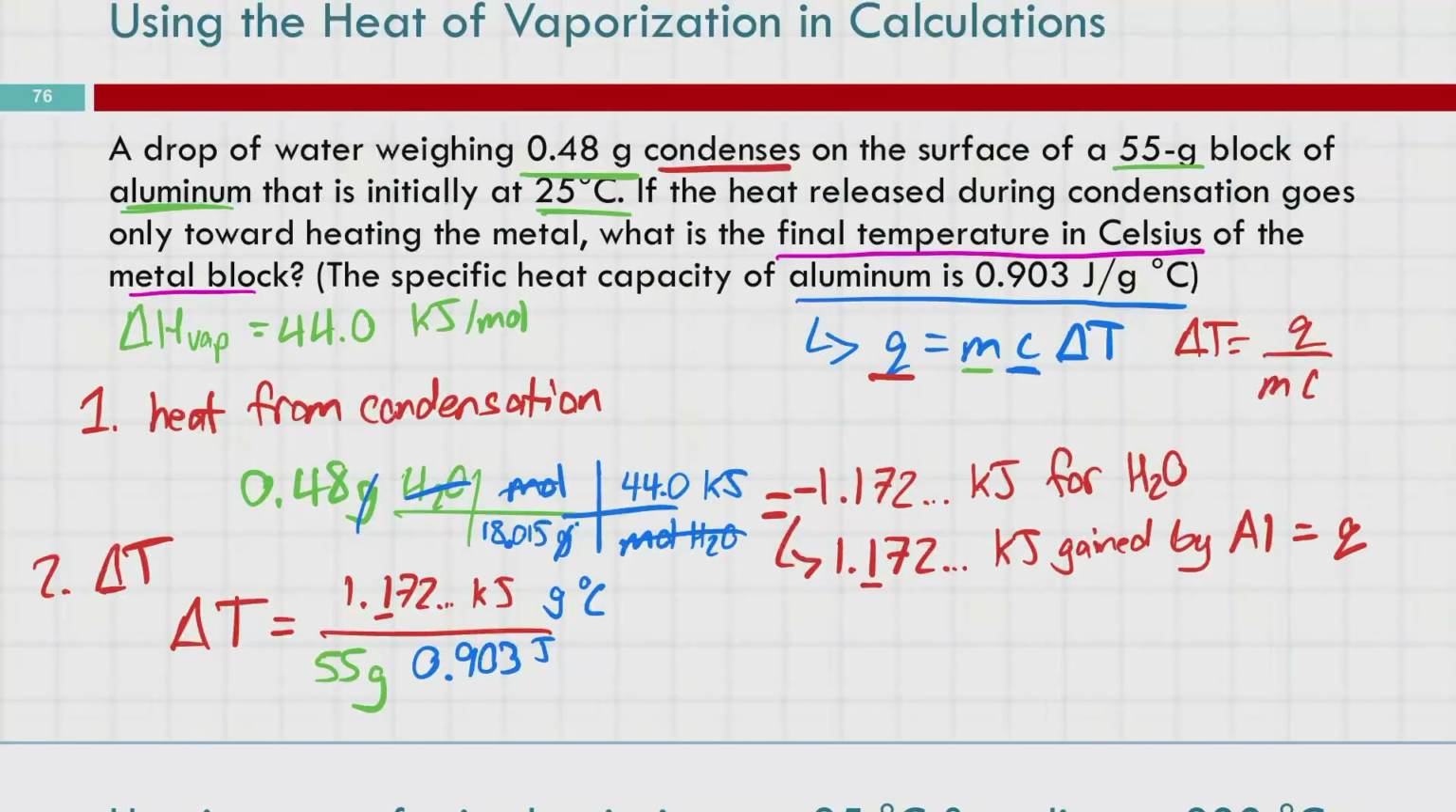It's the right equation. Everything's in the spot that we said it was going to go into. The problem is that grams cancel. Degrees Celsius is what we expect to be left with. We've got kilojoules on the top and joules on the bottom. That's the problem. And so I'm going to sneakily convert that into joules. So now it's 1,172 joules. And now there's no problem. Problem solved.